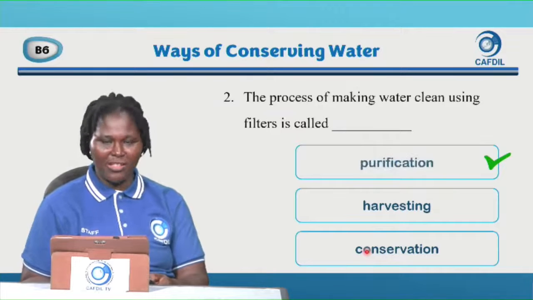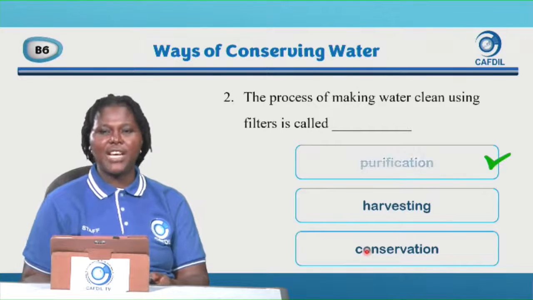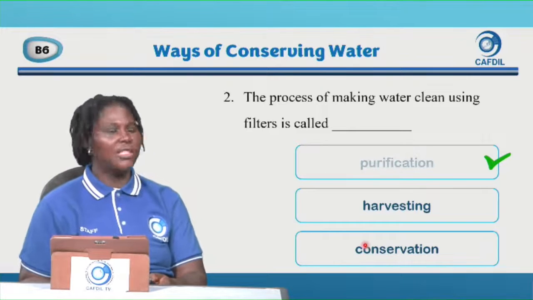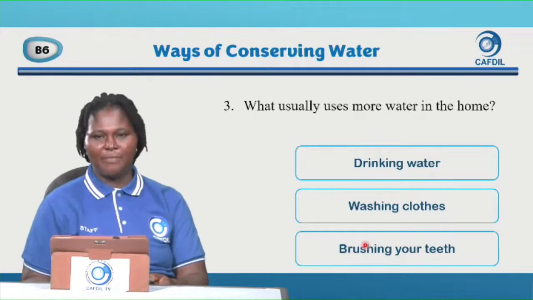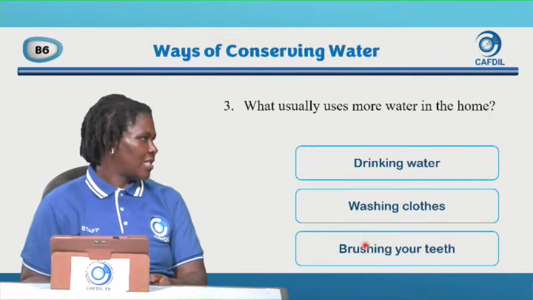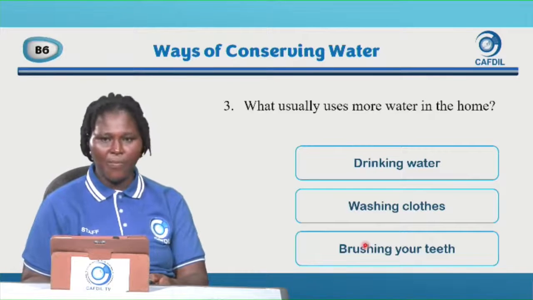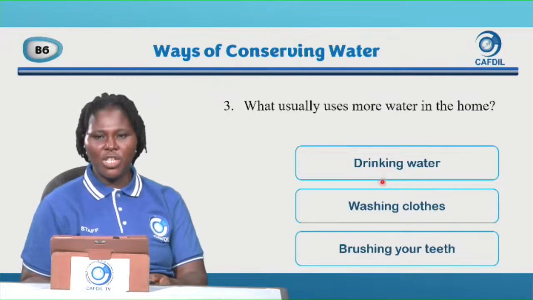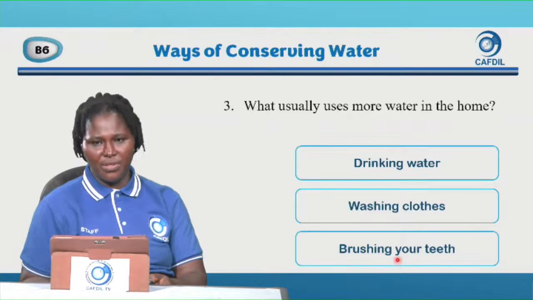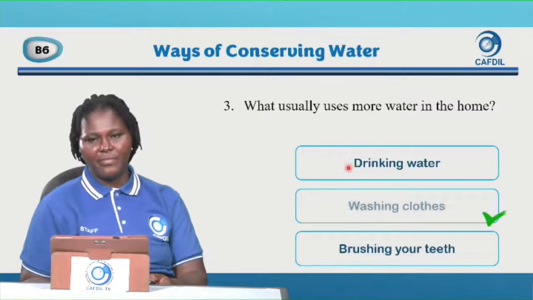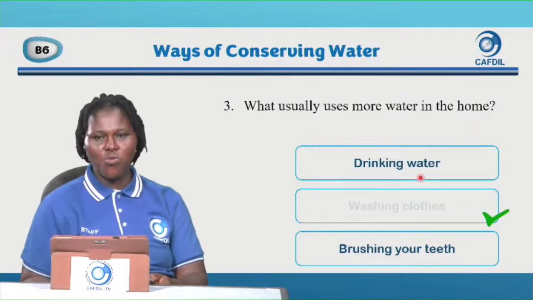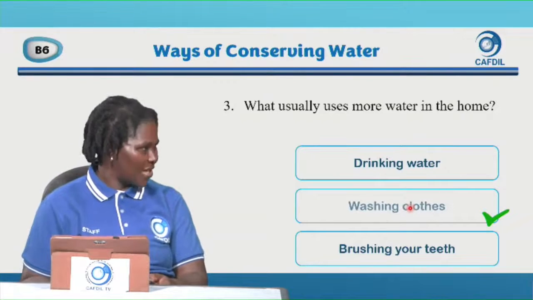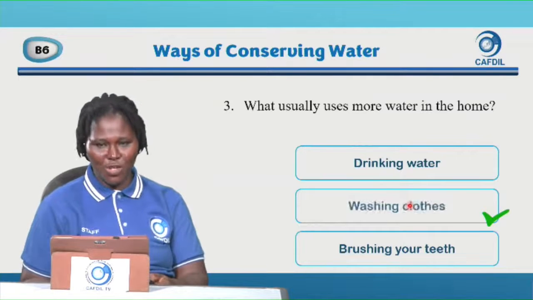Yes, purification. So the process of making water clean using filters is called purification. Third question. What usually uses more water in the home? Is it drinking water, washing clothes, or brushing your teeth? And definitely it's washing clothes. When you wash your clothes, we use more water to wash our clothes.